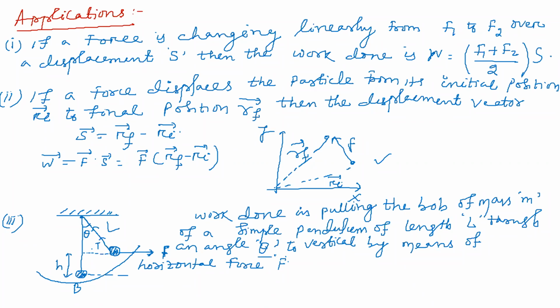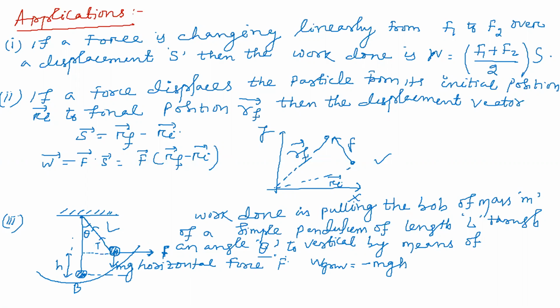Friends, work done by gravitational force, you know, is mgh, yes or no? And mg is downward, the body is getting displaced in the upward direction. So work done by gravitational force is equal to minus mgh. But in the question, he may not give h. He will give theta. So you have to express h in terms of theta, yes or no?